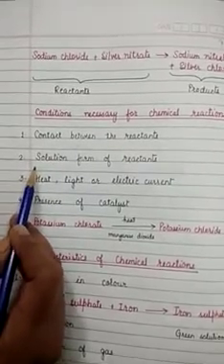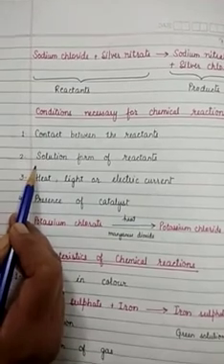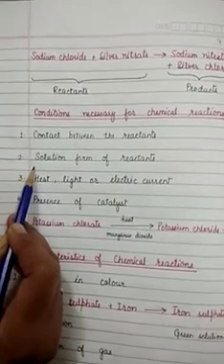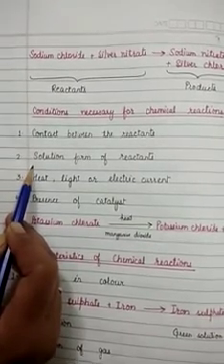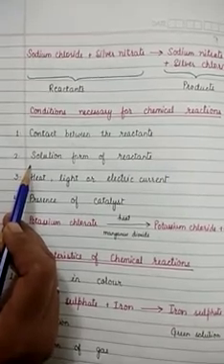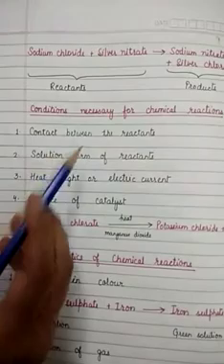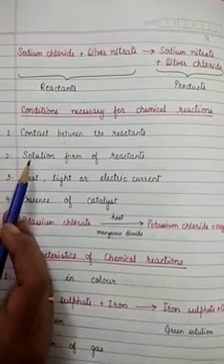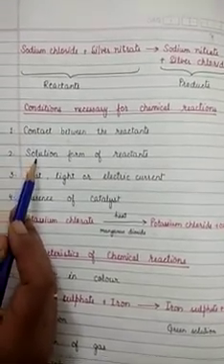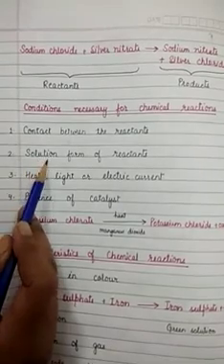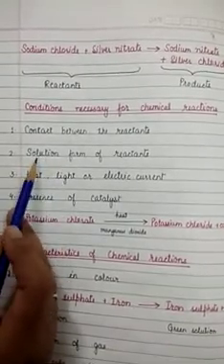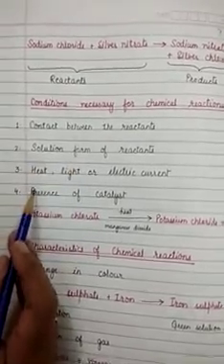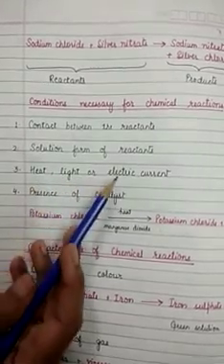The second condition is solution form of reactants. For many chemical reactions to take place, the reactants need to be in the form of solutions. That is, they need to be dissolved in water. For example, sodium chloride and silver nitrate react with each other only when they are dissolved in water. So for some chemical reactions, the reactants need to be dissolved in water, or they need to be in the solution form.